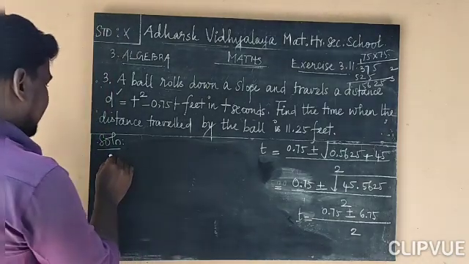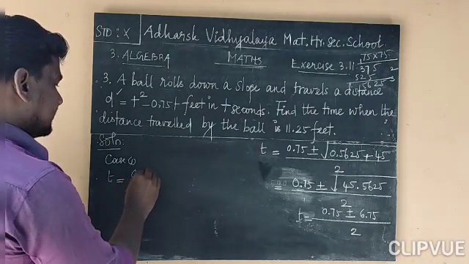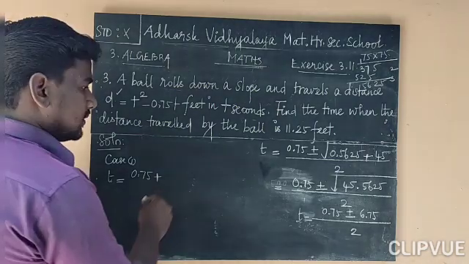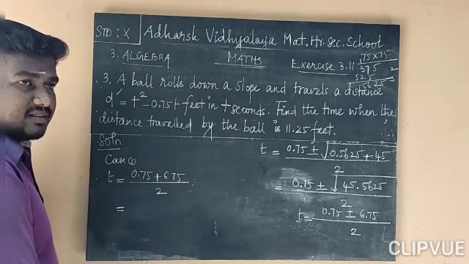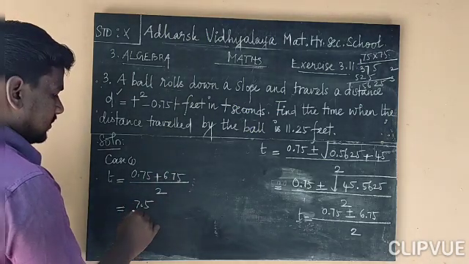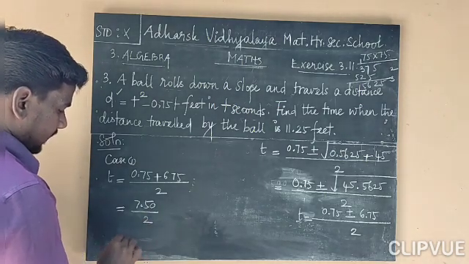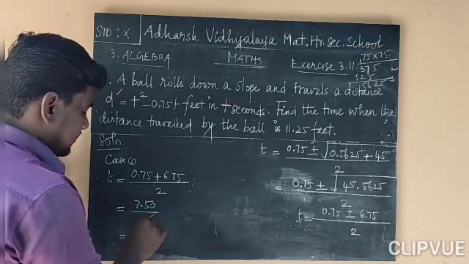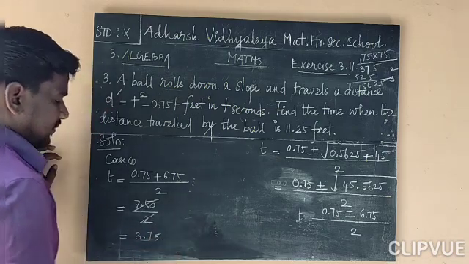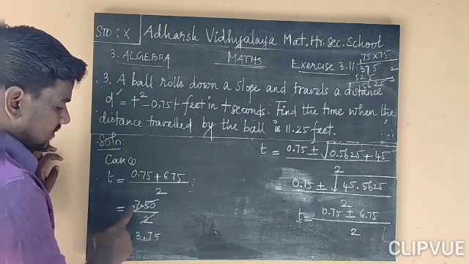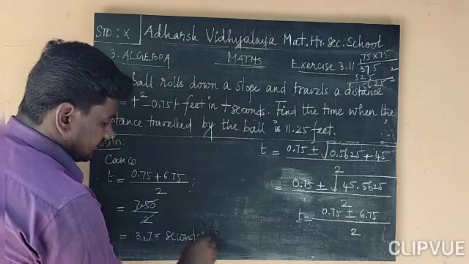So now in case 1, plus, so t is equal to 0.75 plus 6.75 divided by 2. So 0.75 plus 6.75 means that is 7.50 divided by 2. So 7.5 divided by 2, when you cancel them, you will get 3.75. Okay, here 3 times 6 remaining 1, 5 means 7 times remaining 1. So 3.75 seconds.